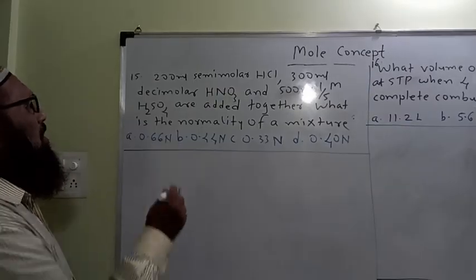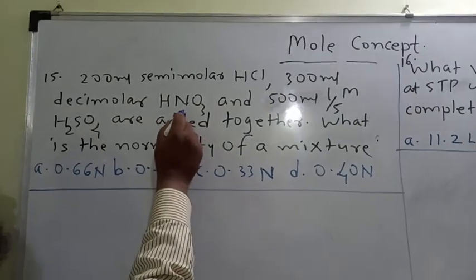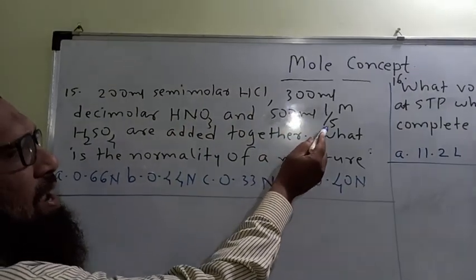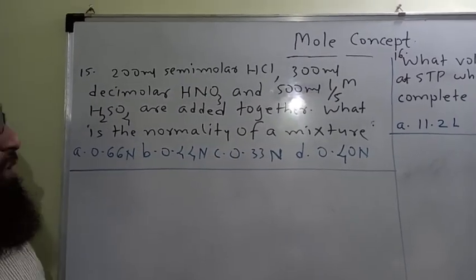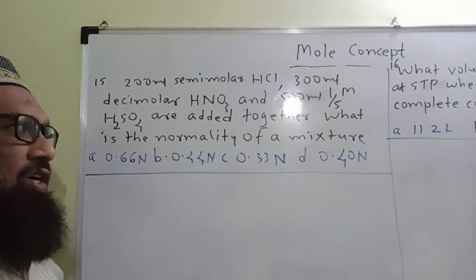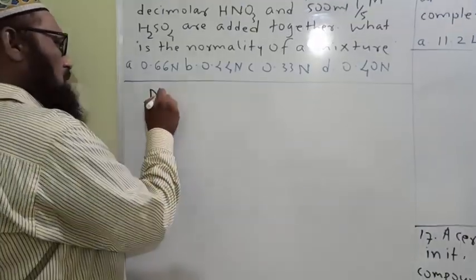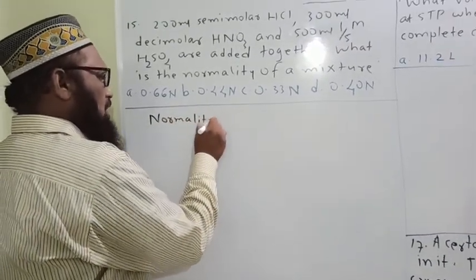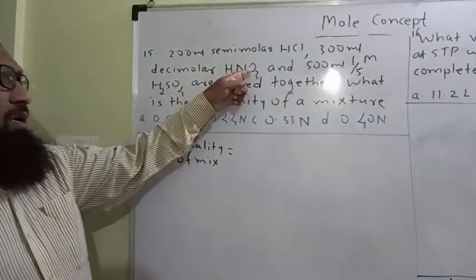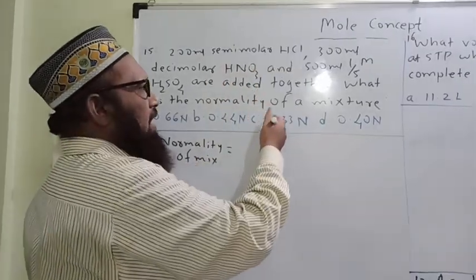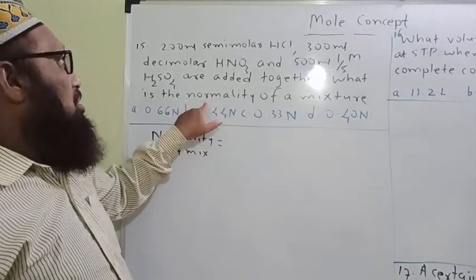Number 15. 200 ml semi-molar HCl, 300 ml decimolar HNO3 and 500 ml 1/5 molar H2SO4 are added together. What is the normality of the mixture? Here the normality of the mixture formula is this one. Normality of the mixture is equal to, here 3 compounds are given here: HCl, nitric acid and sulfuric acid. Now we have to find out the normality, remember. And which things are given?